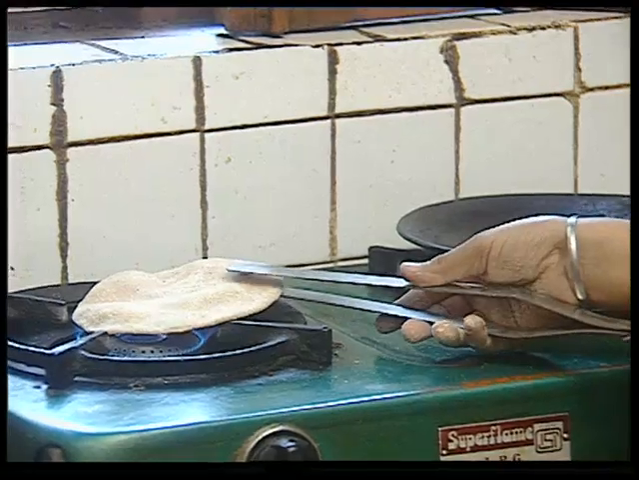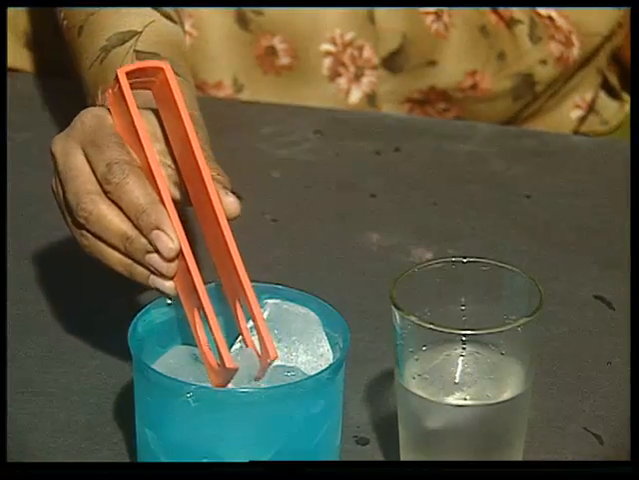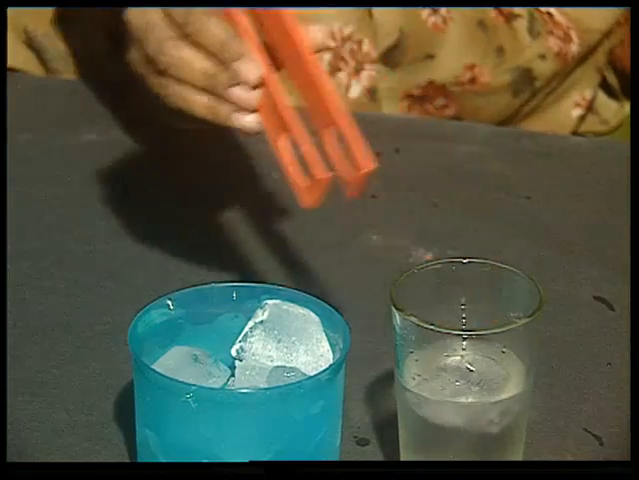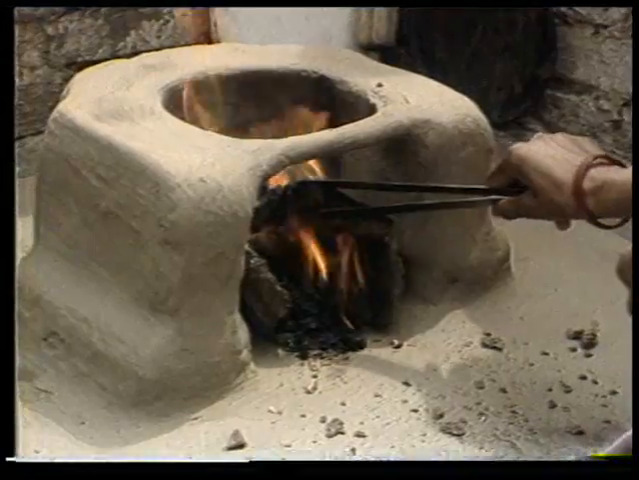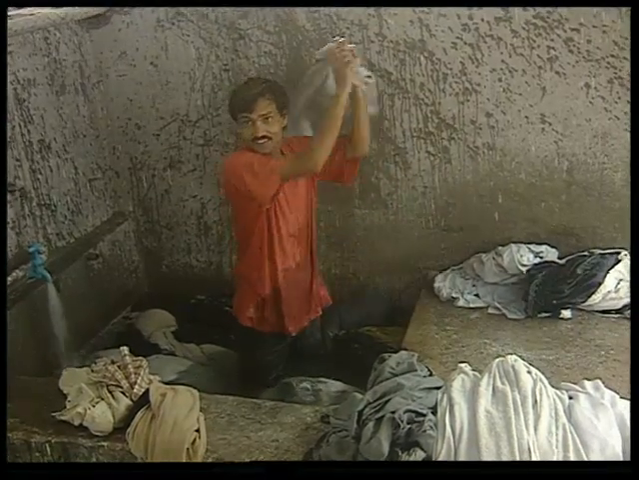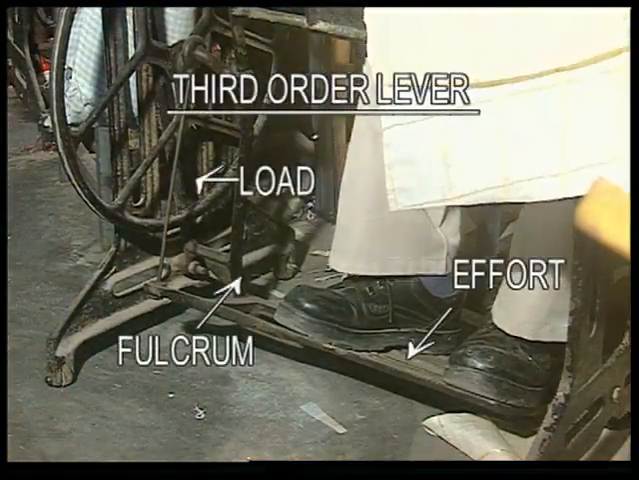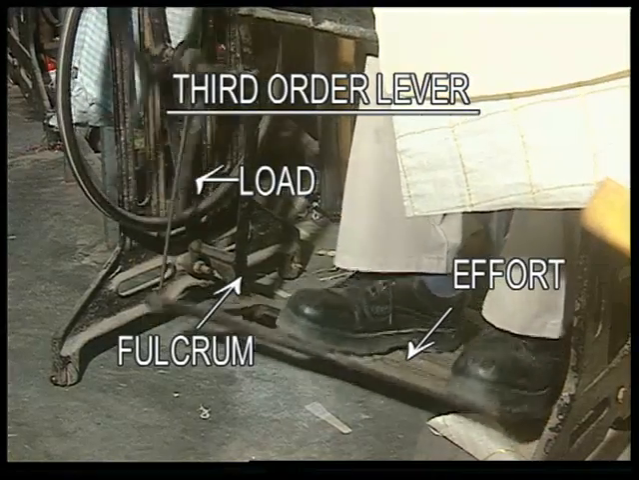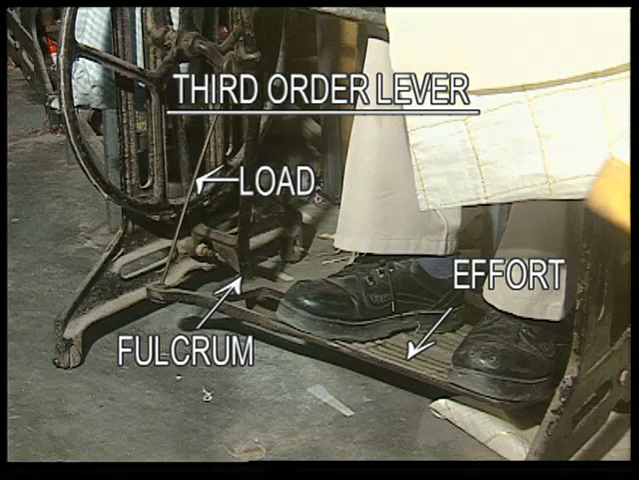We have used a pair of tongs to lift rotis, ice cubes, or sugar cubes, or coal cinders. Observe these examples of levers. Levers in which we apply the effort at the center and the load and fulcrum lie at the ends are known as third order levers.